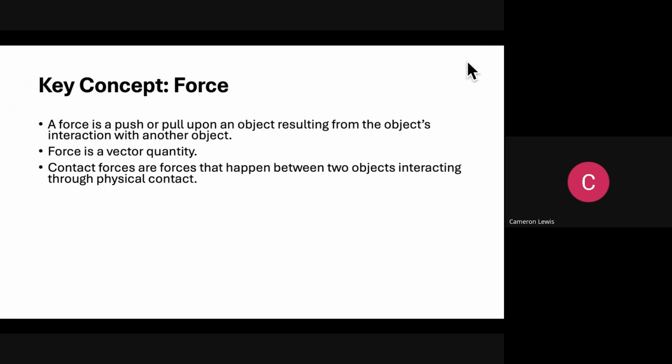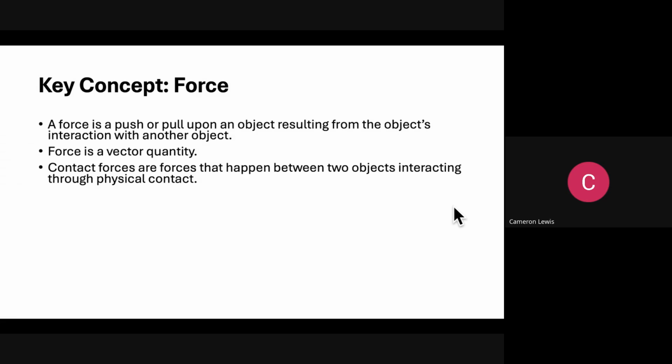Now, which I just did accidentally, I showed you an example of what type of force? A contact force. What do you think a contact force is? You can literally use the name in the definition. What do we think a contact force is? The force that contacts it. Contact how? P word. Physically interact. Yes, physical contact. So contact forces are forces that happen between two objects that interact through physical contact.